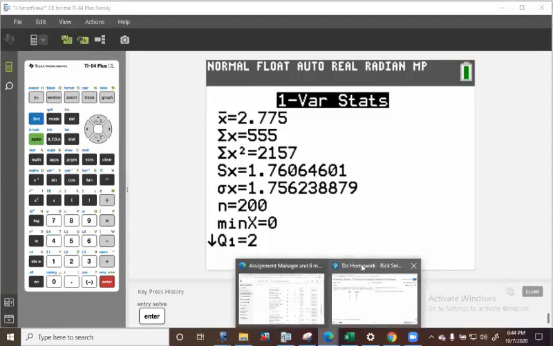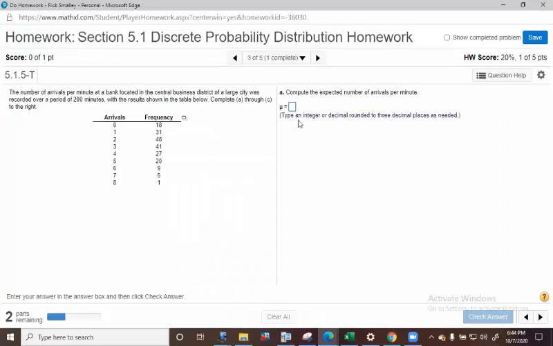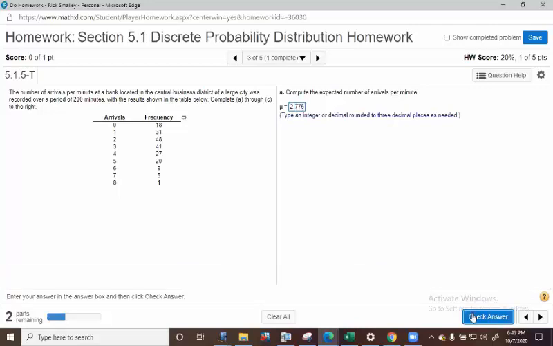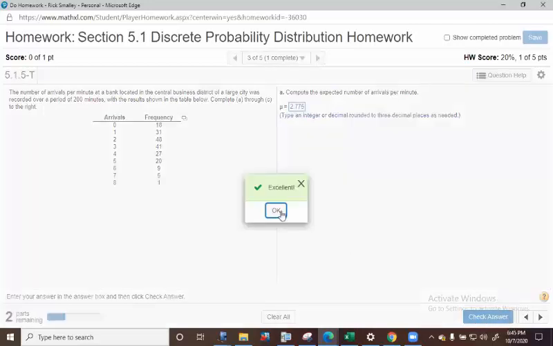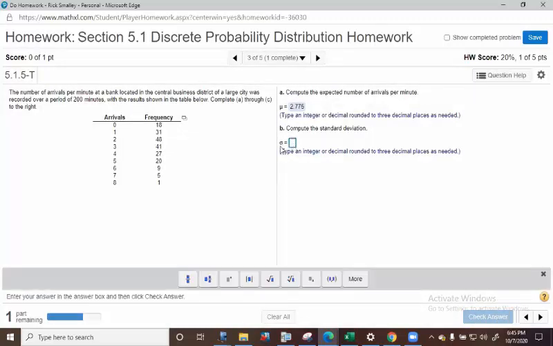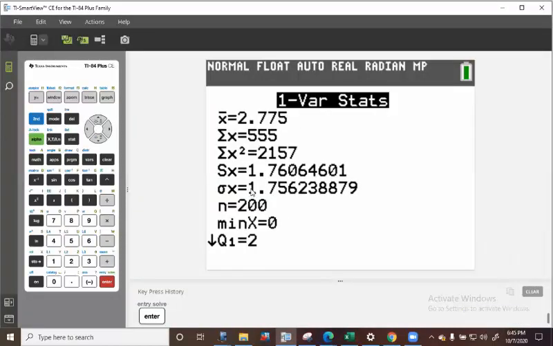2.775 for the mean, 3 decimal places. 2.775. Okay, so we could use whole numbers there. It's showing you the symbol too, the population standard deviation. I guess it was 3 decimals again. 1.756.